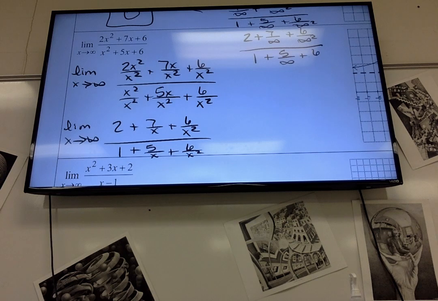Oh, I accidentally didn't write it small. Yeah, me either. I just put x equals infinity and then just wrote out equal.